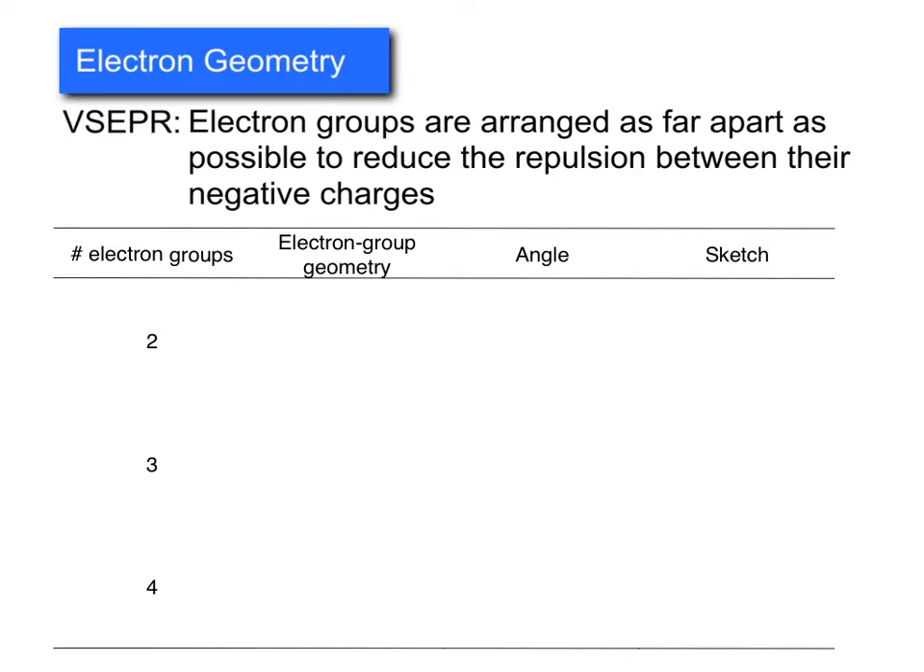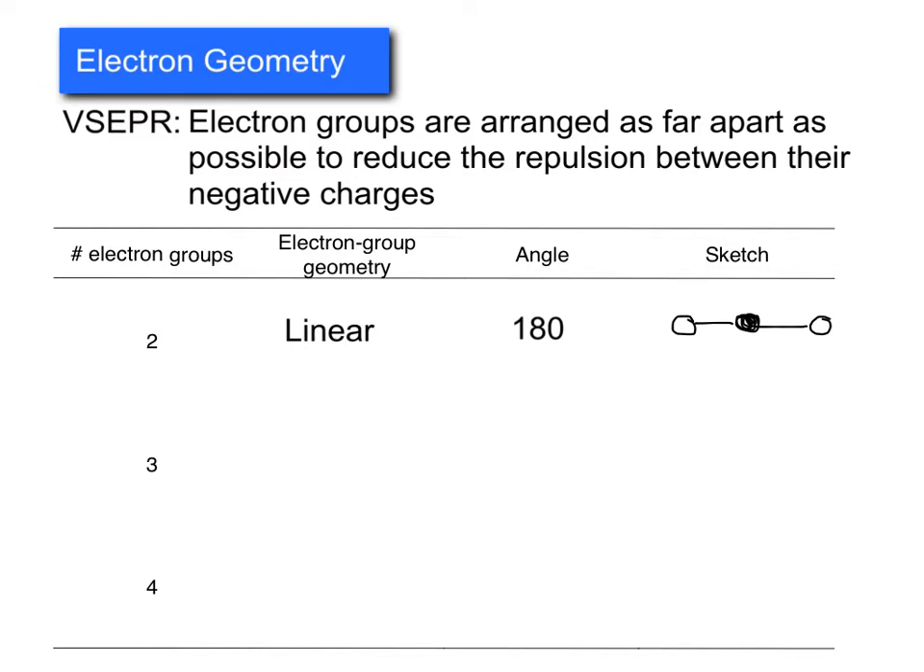All right, so if we have 2 electron groups, the best way to get those things as far apart as possible is to have them be 180 degrees apart. All right? So in a straight line like that. So then the angle would be 180, and this electron group geometry is called linear, which should be fairly obvious, I think. So this is what we have when we have one central atom and we have 2 things attached on either side of it.